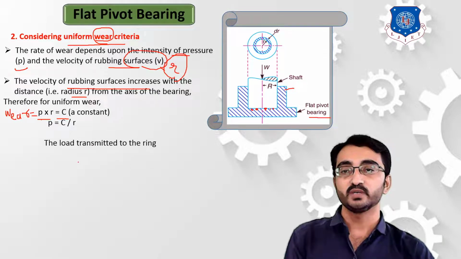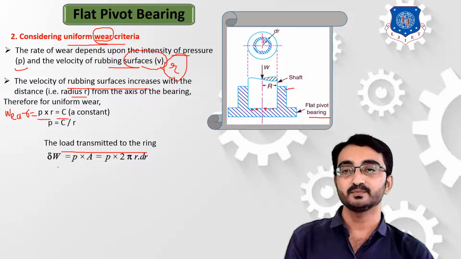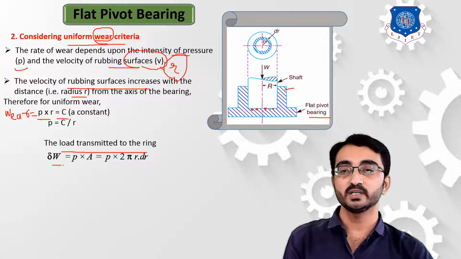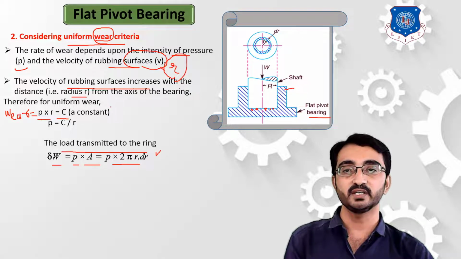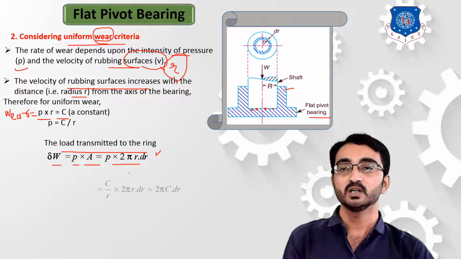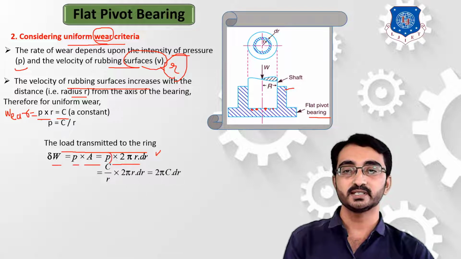Now we can calculate the load which is transmitted to this ring, a simple dW, that is, the load is equal to pressure into area. So we have a simple equation P into 2 pi R dr. This equation we have derived in our first criteria, that is the uniform pressure criteria. Now over here we can put that the intensity of pressure is C by R. So we can cancel out this R, and the final equation is dW is equal to 2 pi C dr.